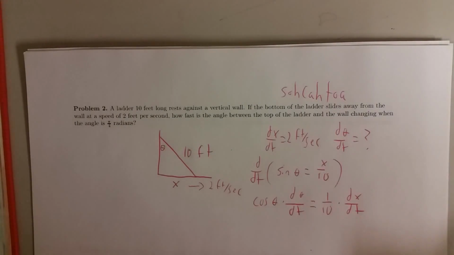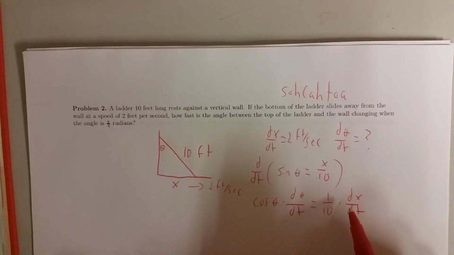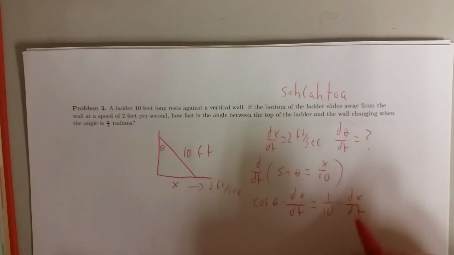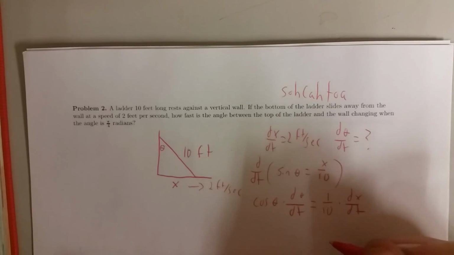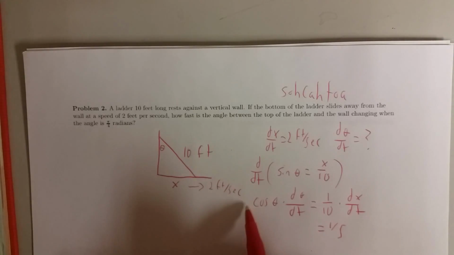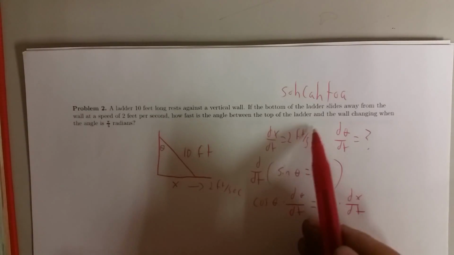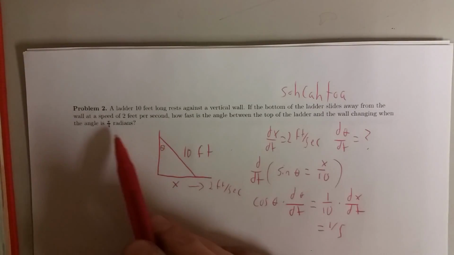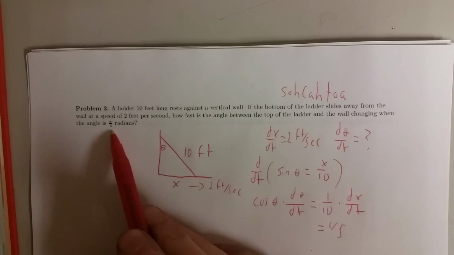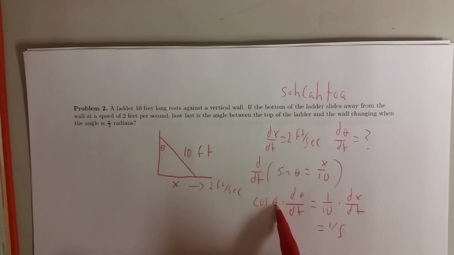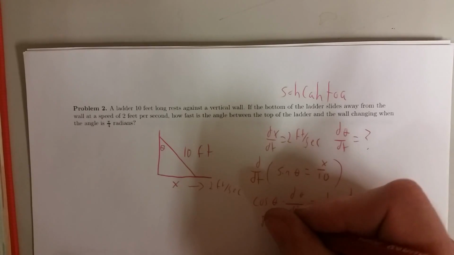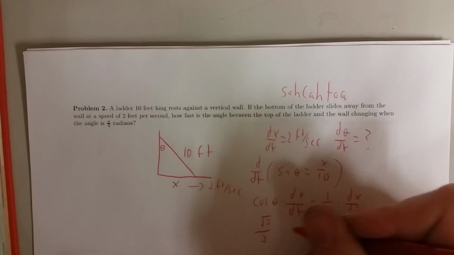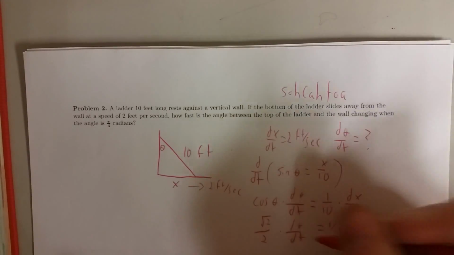Now we're going to plug some stuff in, okay? I know dx/dt is 2, so this is going to become 2/10, otherwise known as 1/5. And on the other side of things, they tell us we're interested in the instant when the angle is pi over 4. So cosine of pi over 4, this is something you need to know, is root 2 over 2 times d theta/dt.